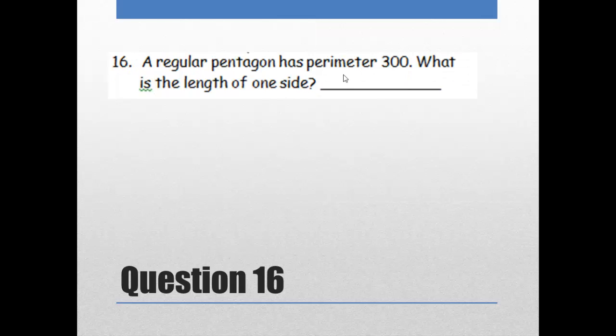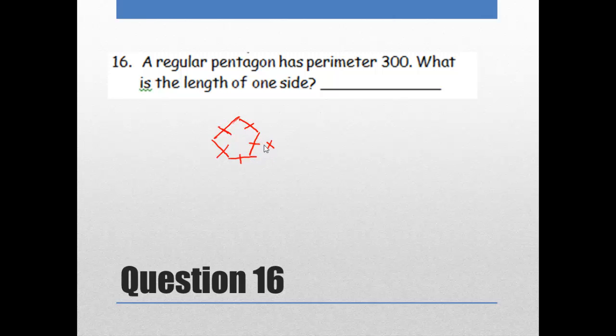Regular pentagon has a perimeter of 300. What is the length of one side? Alright, let's think about a regular pentagon. This is not going to be perfectly regular, but it'll do. So we know a pentagon's got 5 sides, and if it's regular, then we know each side is the same. So we'll just call it x.